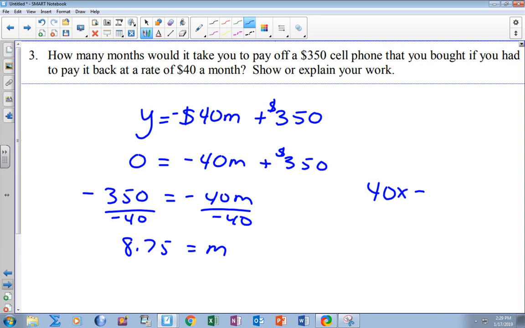40x equals 350. Well, if you put it in slope-intercept form, you have to move it over. That's y equals negative 40x plus 350. It's exactly the same thing I have. Right? Yep. So you do the same thing. That'll work. That's how many months.